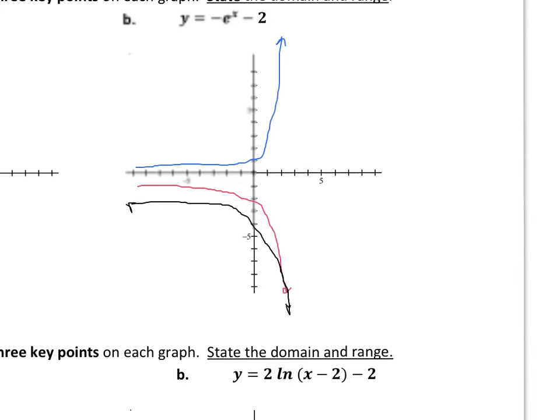Sure. Okay, so again, let's do points. For our blue one, the points are negative 1 and 1 over e, 0 and 1, and 1 and e, correct? The red one makes them all negative.